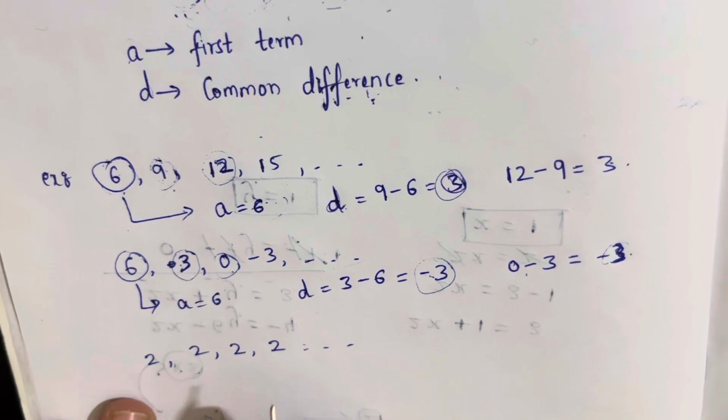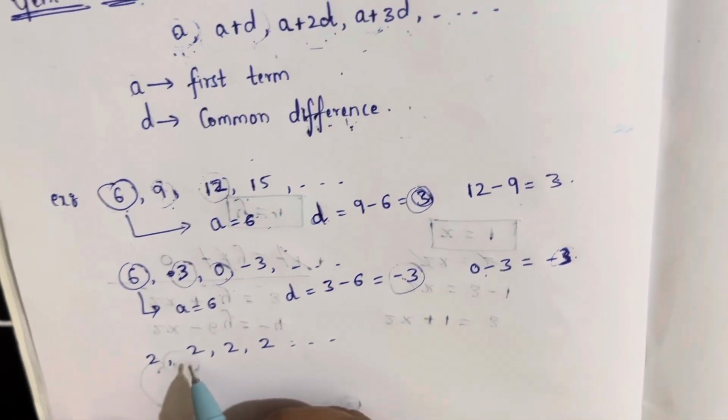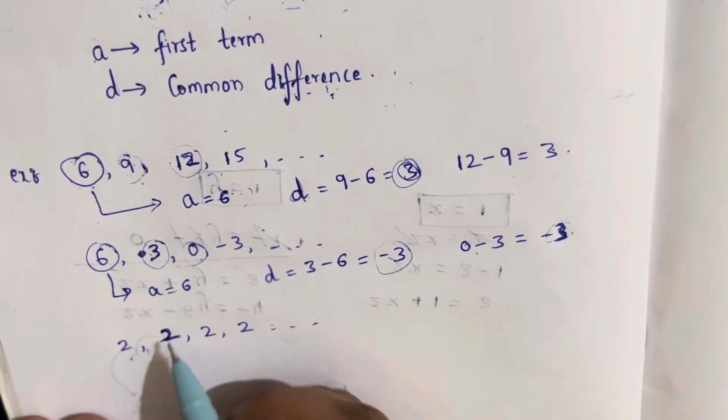If the numbers have a common difference between them, then it is said to be an arithmetic progression. Here you can see one more example.